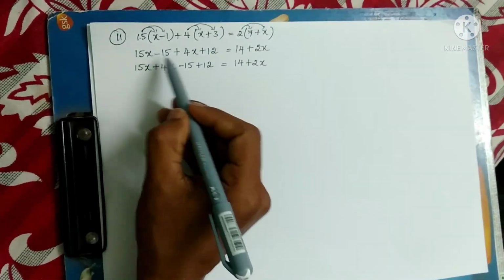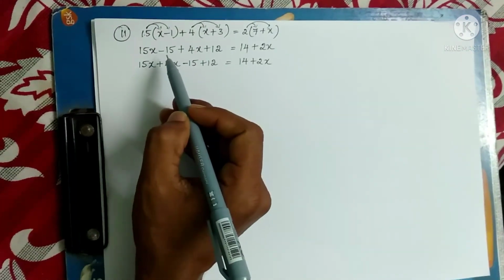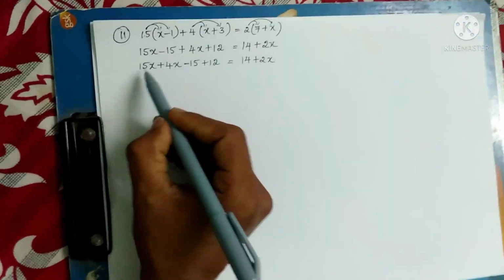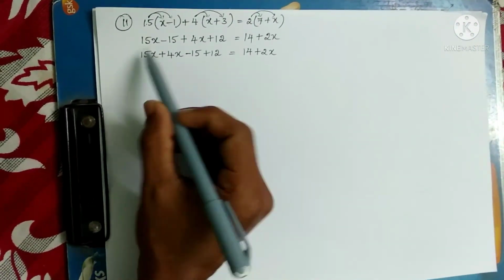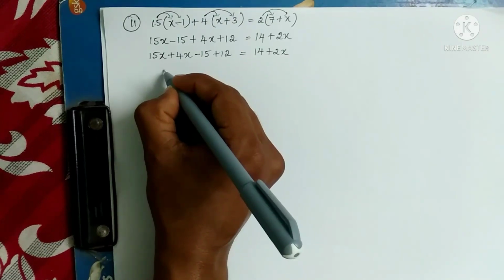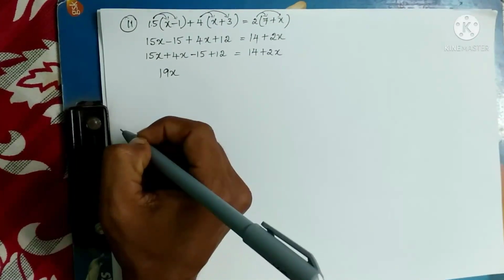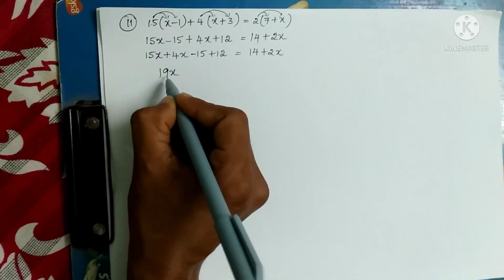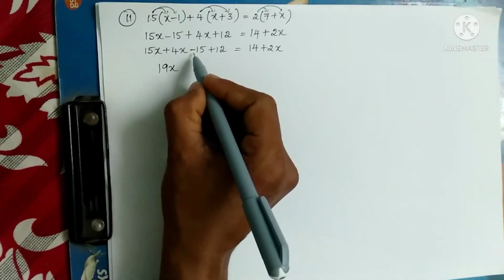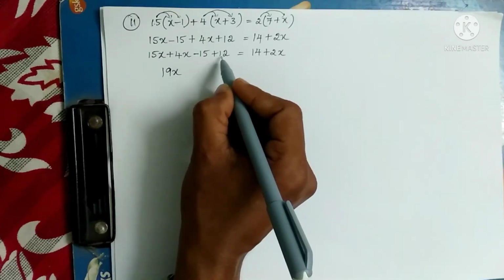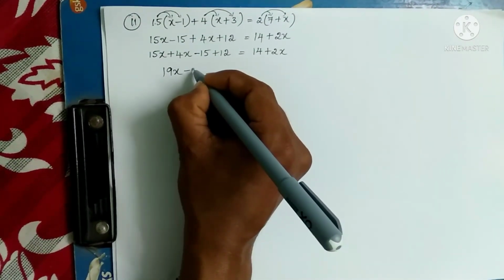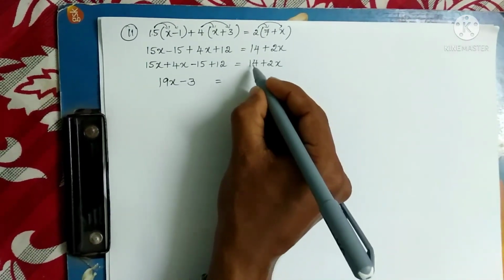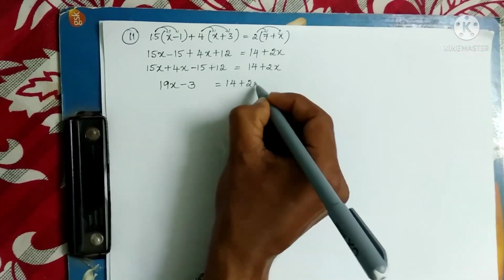Okay, so here I have separated all the variables on one side and the constants on one side. Okay, variable is x, 15x plus 4x. 15x plus 4x is how much? 19x. So when we add, the variable will be same and we add the constants. 15 plus 4 is 19. Now you can see minus 15 plus 12. Minus 15 plus 12 is minus 3, which is equals to 14 plus 2x, right, as it is.